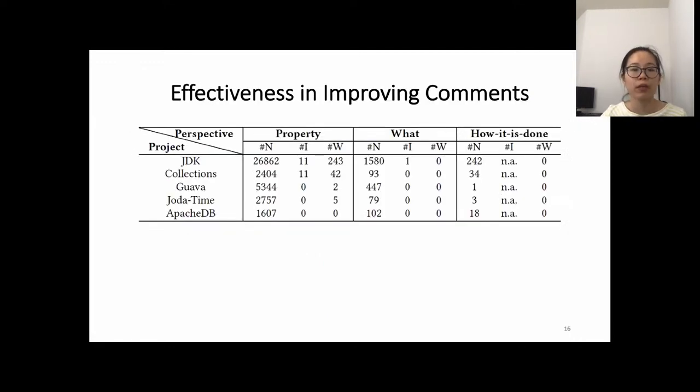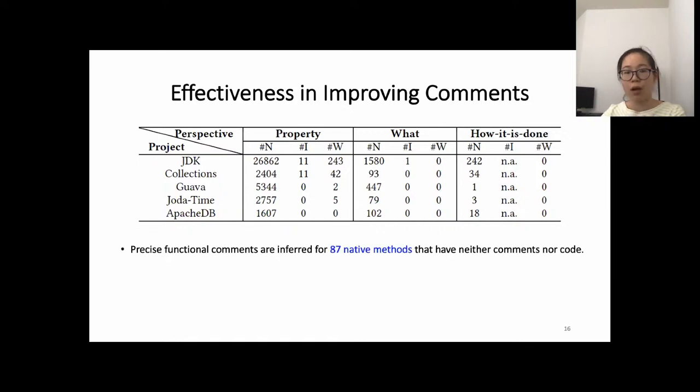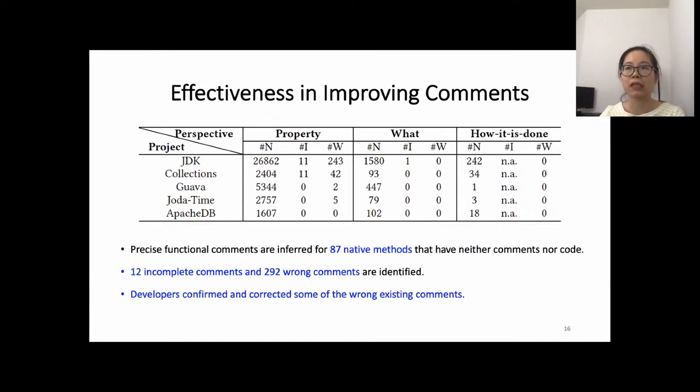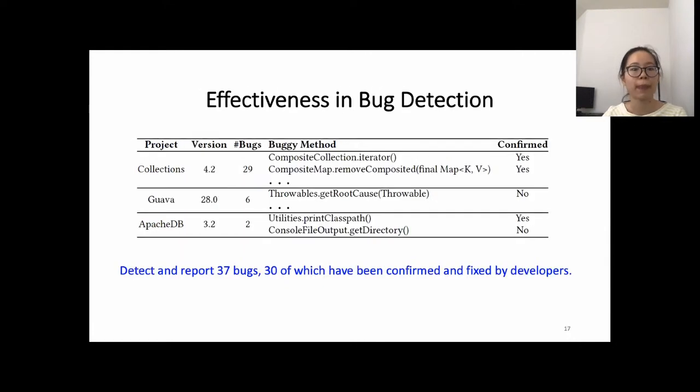This table here shows the effectiveness in improving comments. Our approach can infer precise functional comments for 87 native methods, which don't have comments or code. We also detect 12 incomplete comments and 292 wrong comments. Some of them have already been confirmed and corrected by developers. This table here shows the effectiveness of our propagated comments in detecting bugs. In total, we detect and report 37 bugs. 30 of them have already been confirmed and fixed by developers.